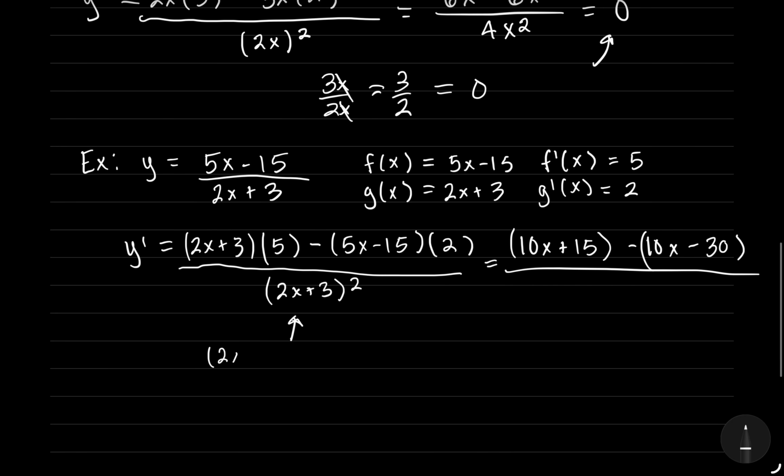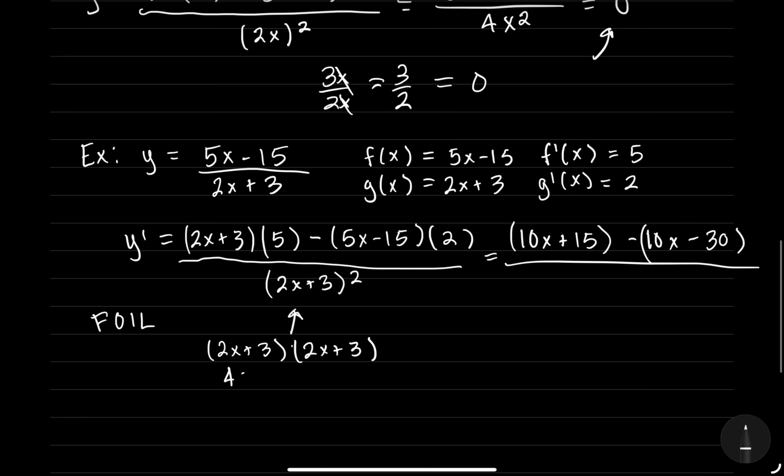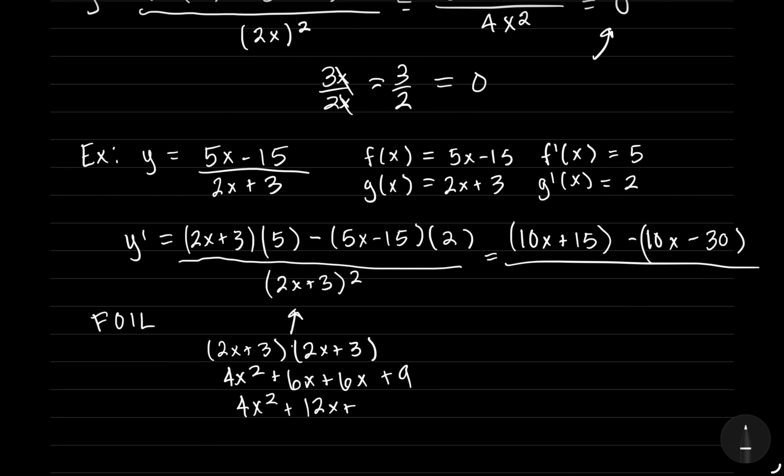So if you write it out like this, we can use the FOIL method, which is first, outer, inner, last. So we have 2x times 2x, which is going to be 4x squared, first; outer, plus 6x; inner, plus 6x; last, plus 9. Make sure you keep your signs real tight on these. So we're going to end up with 4x squared plus 12x plus 9. So you can go ahead and plug this in over here: 4x squared plus 12x plus 9.